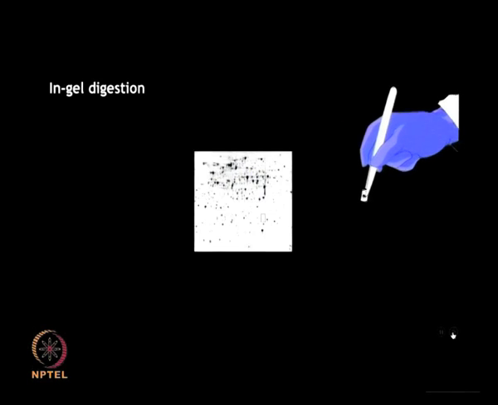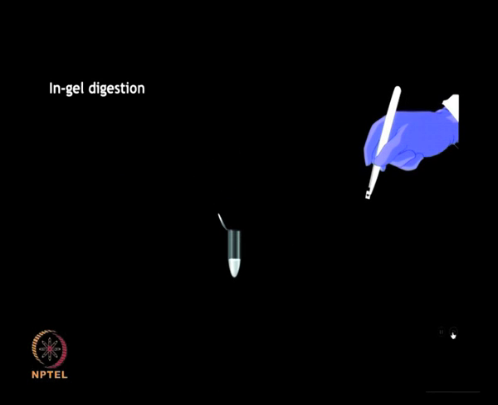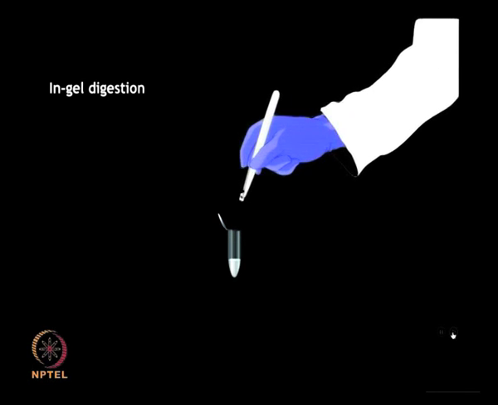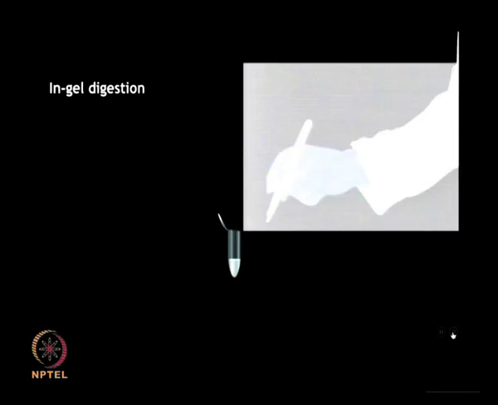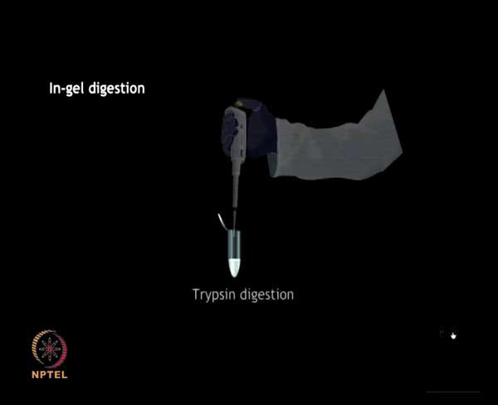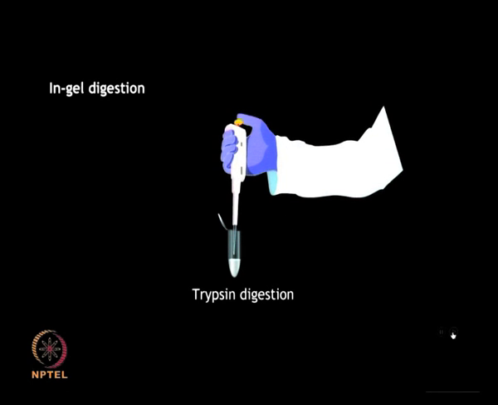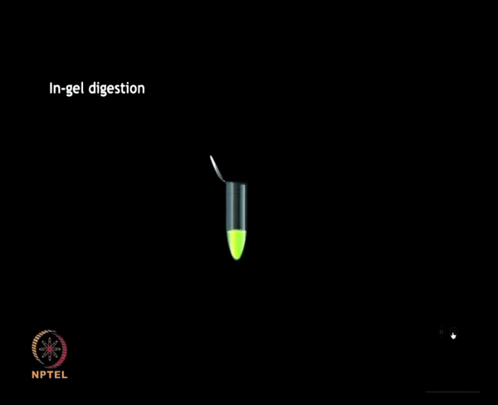Depending upon the application, if you have purified a protein, you can separate that on the gel and then cut that band, or if you have a mixture of proteins in a 2D gel, you can just excise that particular spot. A spot can be dissolved in a suitable buffer. Trypsin is then added to this mixture in order to carry out digestion of the protein.